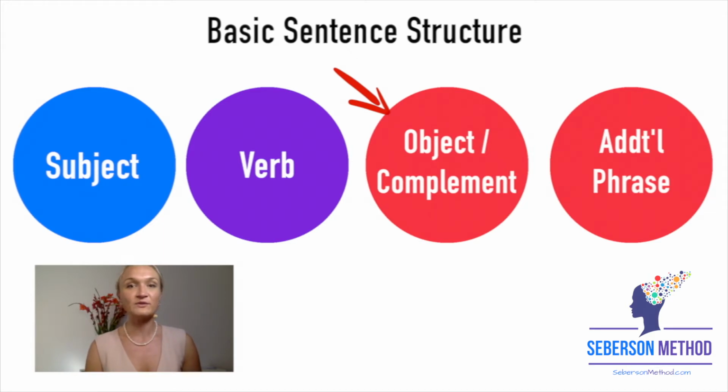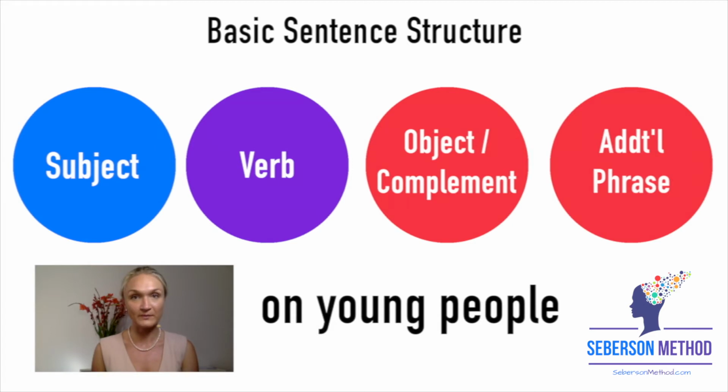And let me give you a few examples of an additional phrase. Additional phrases can look like a prepositional phrase. They begin with a preposition. In the sentences that you saw earlier in this lecture, we saw a few prepositional phrases. Remember that sentence about the trains? We had a phrase "on young people." "On" is a preposition, and "on young people" is a prepositional phrase.